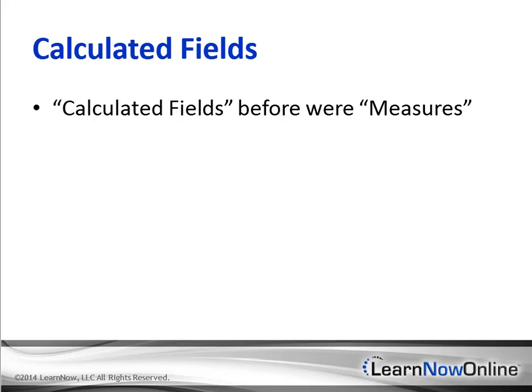A calculated field was also known before in Power Pivot 2010 as measures. Now they're calculated fields. The functions, their purpose are the same, just a different naming convention. Remember that these should be unique. They should be mnemonically named, and very descriptive.